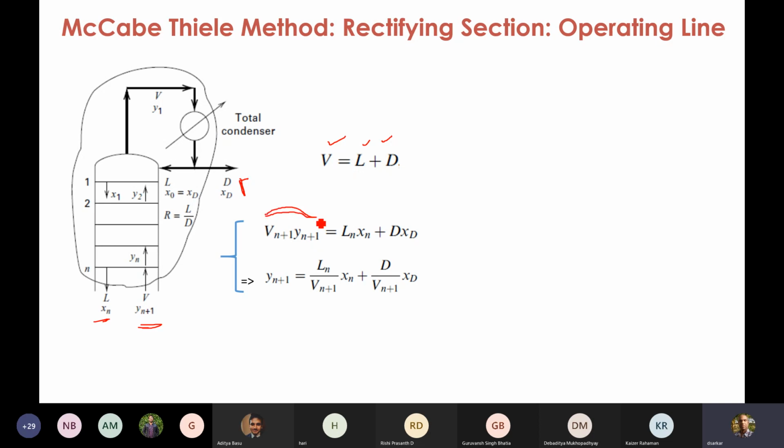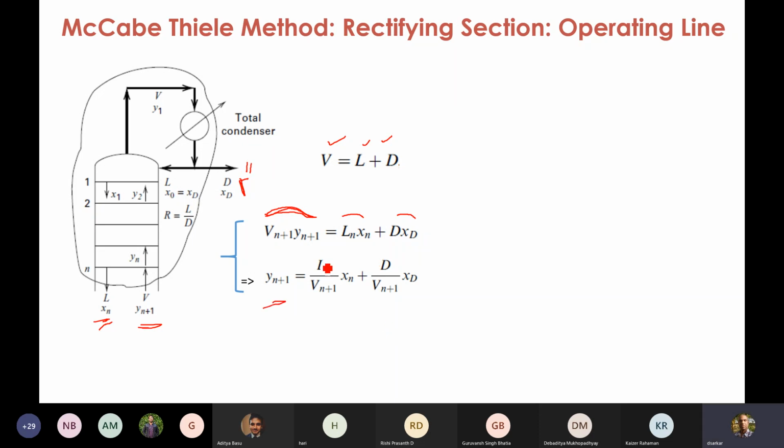That means the mass balance in terms of the more volatile component A. So this is the total amount of A that enters, this is the total amount of A that leaves with this liquid, and this is the total amount of A that leaves with this withdrawal stream. If you rearrange this, you will get this.